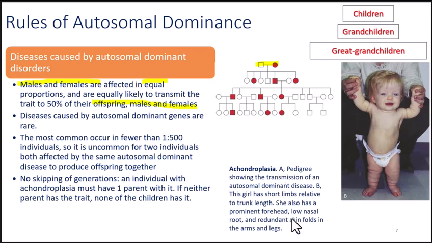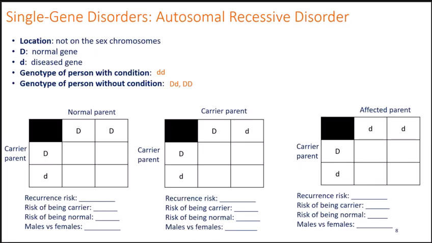So the last comment I'd like to make here on this slide is that if neither parent has the trait, like in this example here where this person mates with this person, neither of them has the condition, then none of their children will get it.